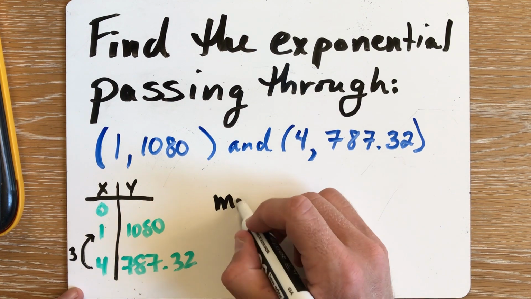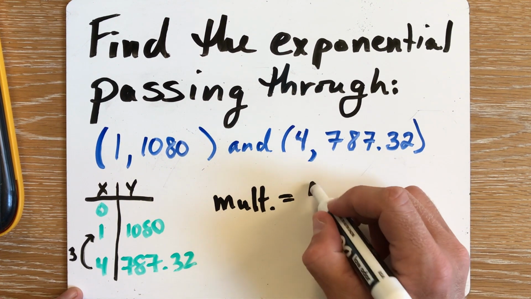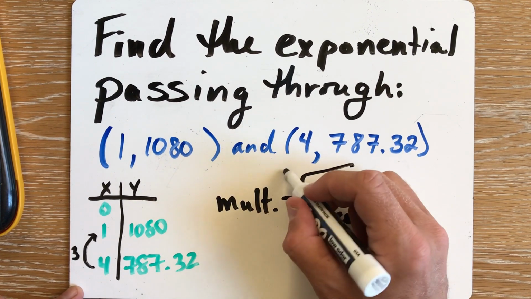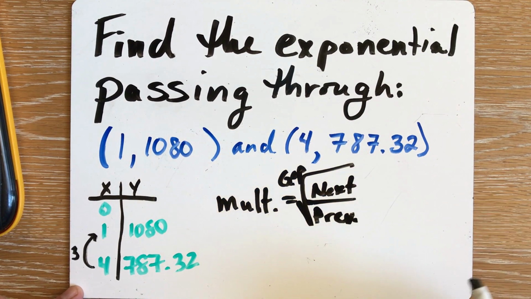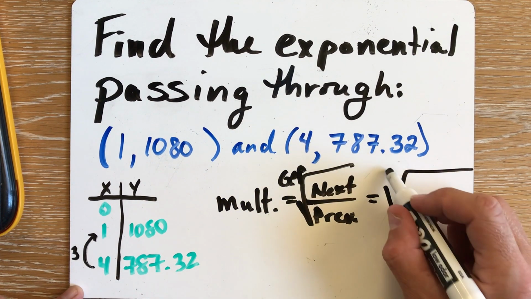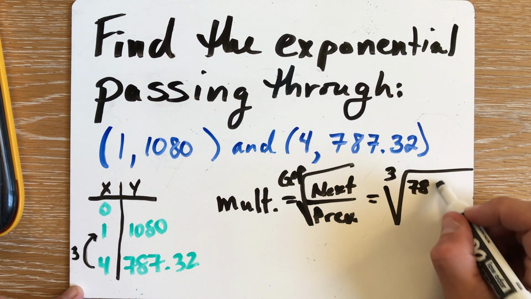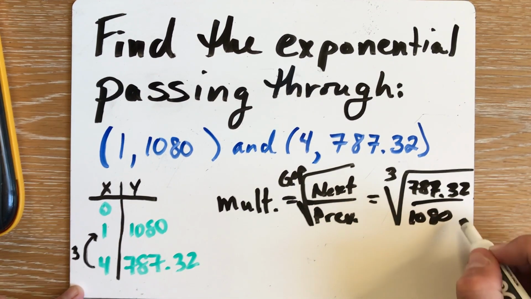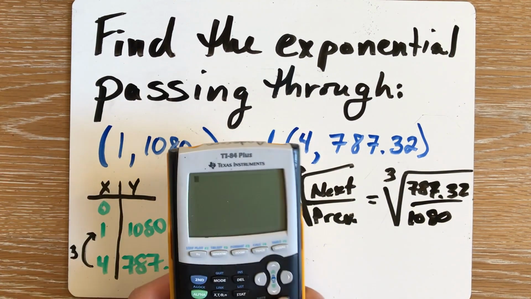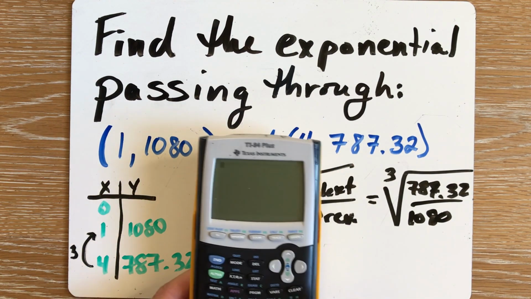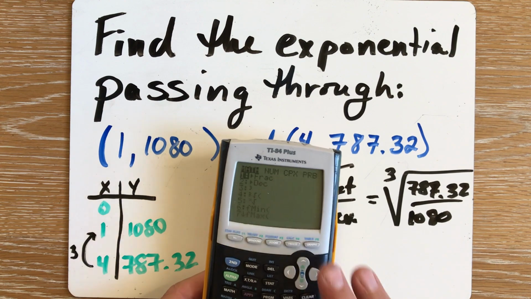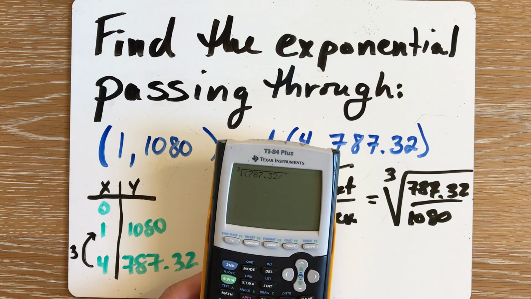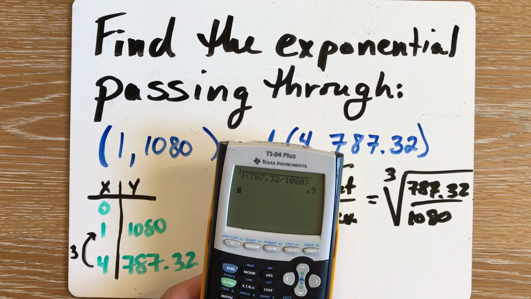I'm going to try to find my multiplier like this: multiplier equals next divided by previous, and the gap of how far apart they are in the problem. My gap here is 3, so I'm going to do the third root of 787.32 divided by 1080. Then we whip out our calculator and figure that out. So here's how you do it again: you take the third root, 3, go math 5, parentheses, 787.32 divided by 1080, and I get an answer of 0.9.